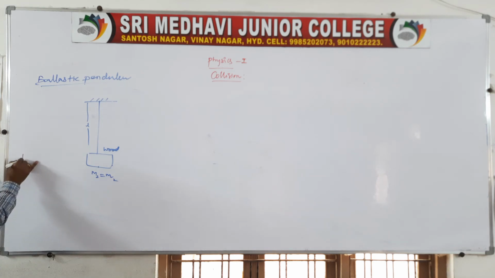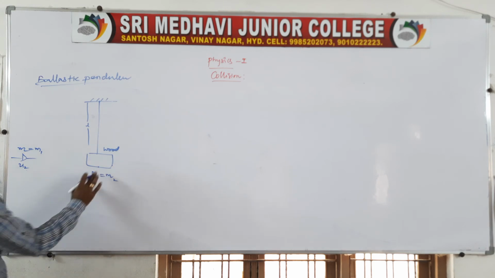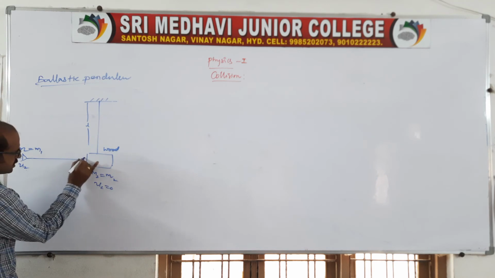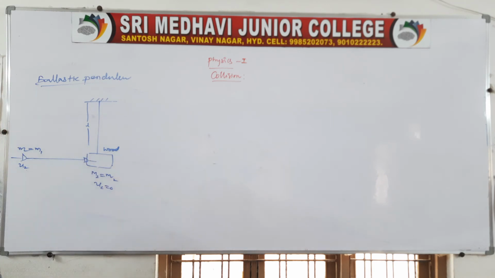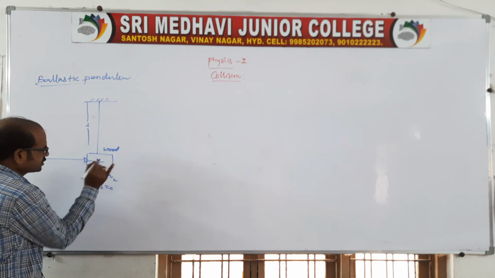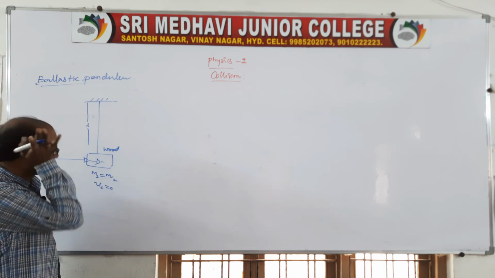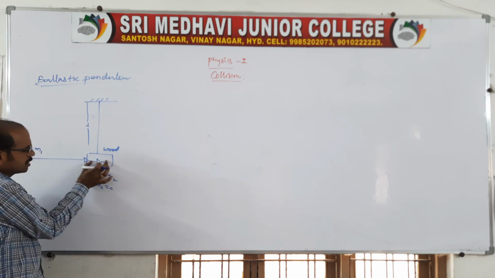When a bullet is fired from the gun, the bullet of mass m1 is moving with the speed u1, and here the wood, the second body, is at rest. When it strikes the wood log, the bullet penetrates into and is embedded in the system, that is, the bullet comes to rest in the wood.